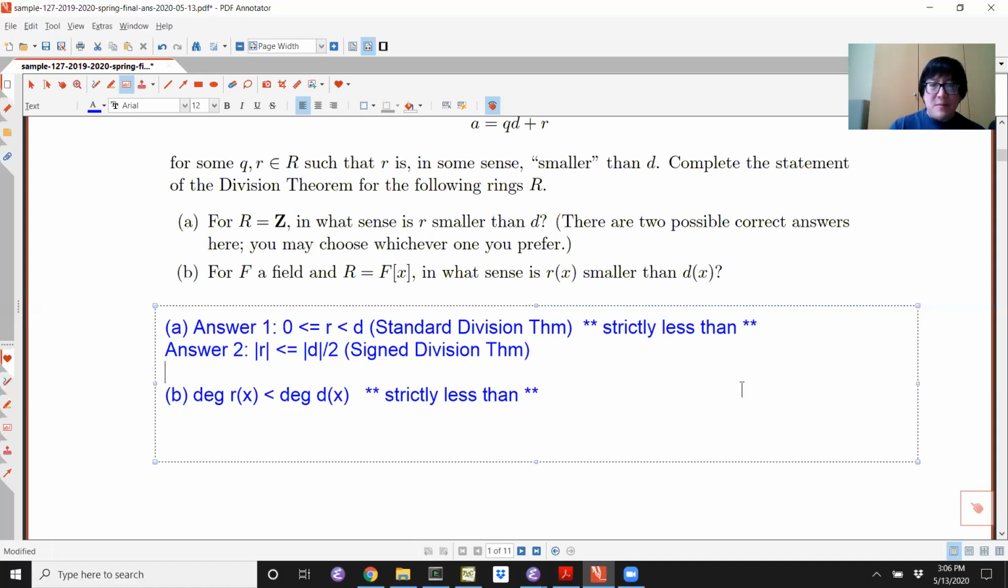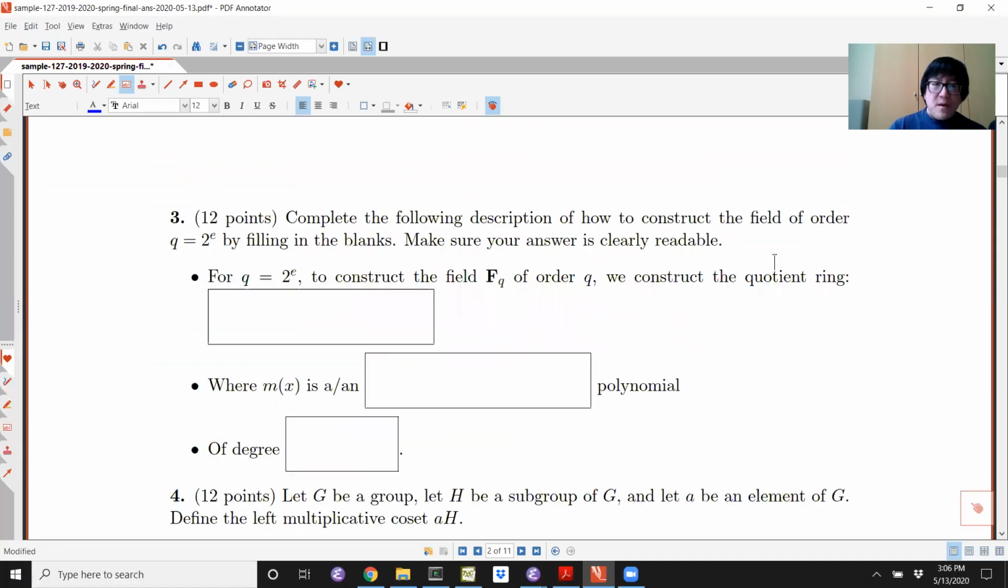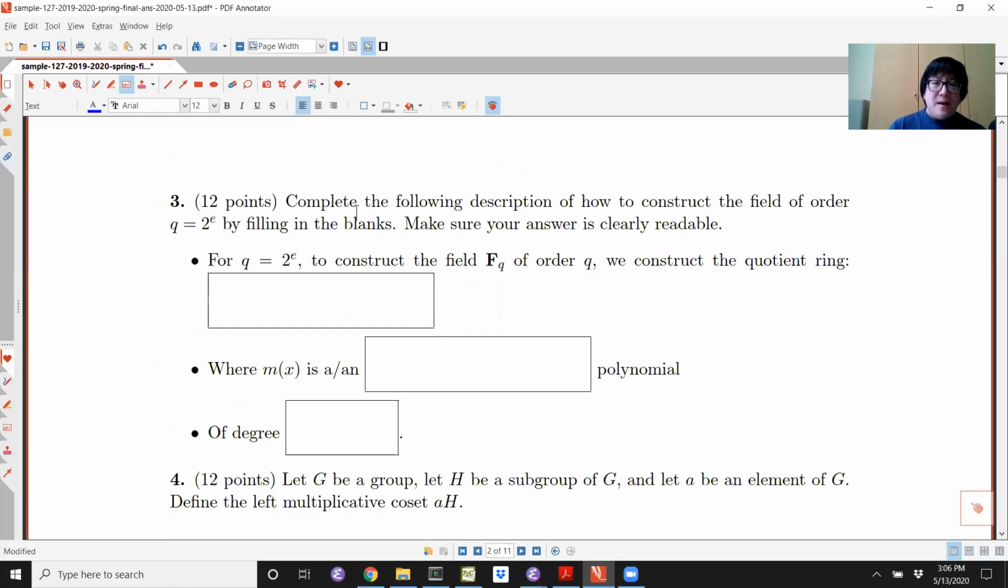Any other questions about problem 2? So we good on problem 2? Okay, now on to problem 3. Problem 3 is a fill in the blank.